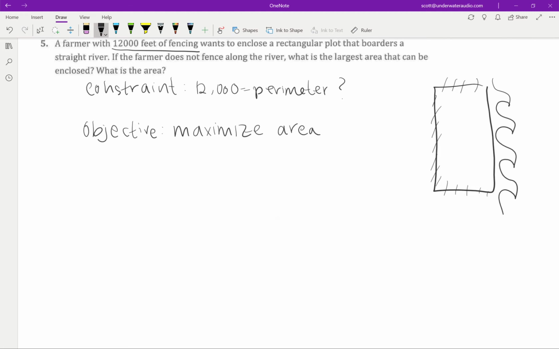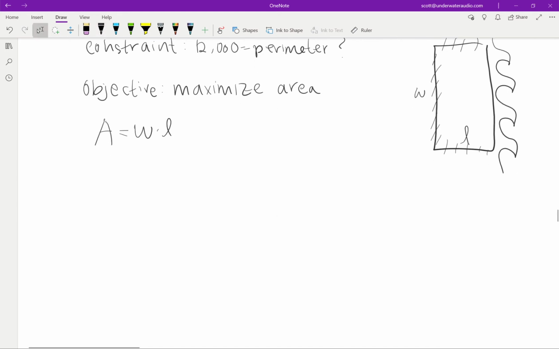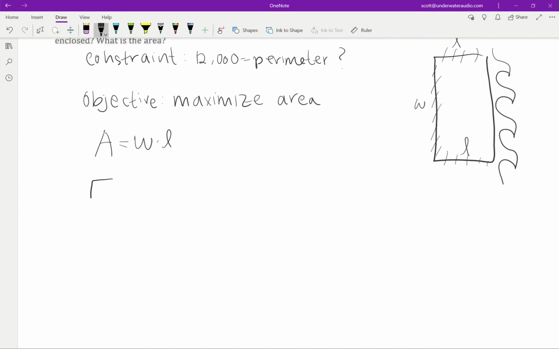Okay, so let's label some things. If this is the length, then this up here is also the length, and this we'll call W. Okay, so I need something for area. Area would be equal to the width times the length. That's two variables though, so that's not going to work. So I'll go to my constraint equation and see if I can work that out.